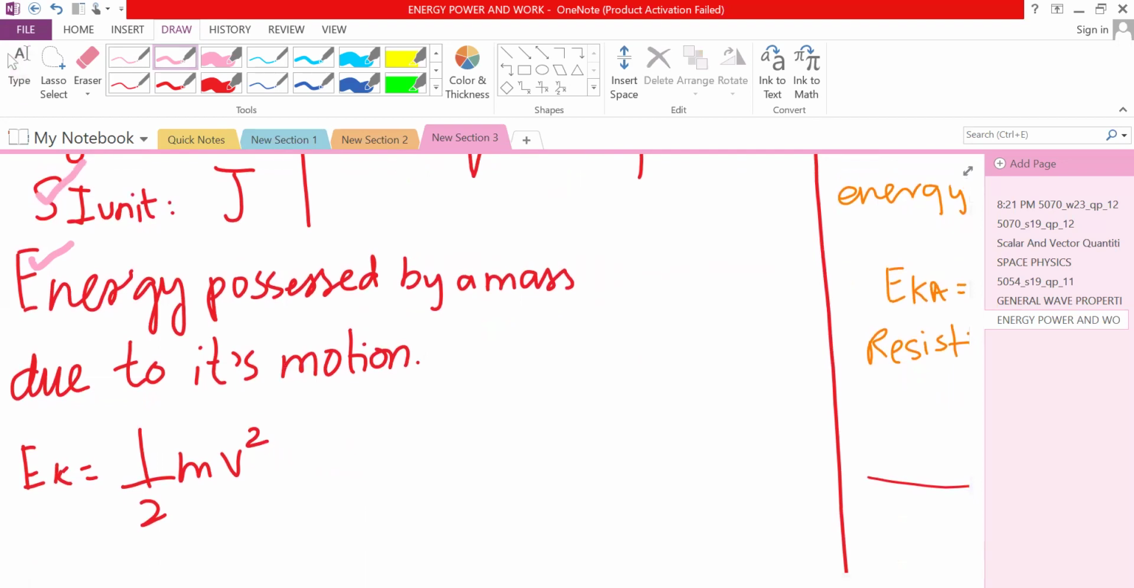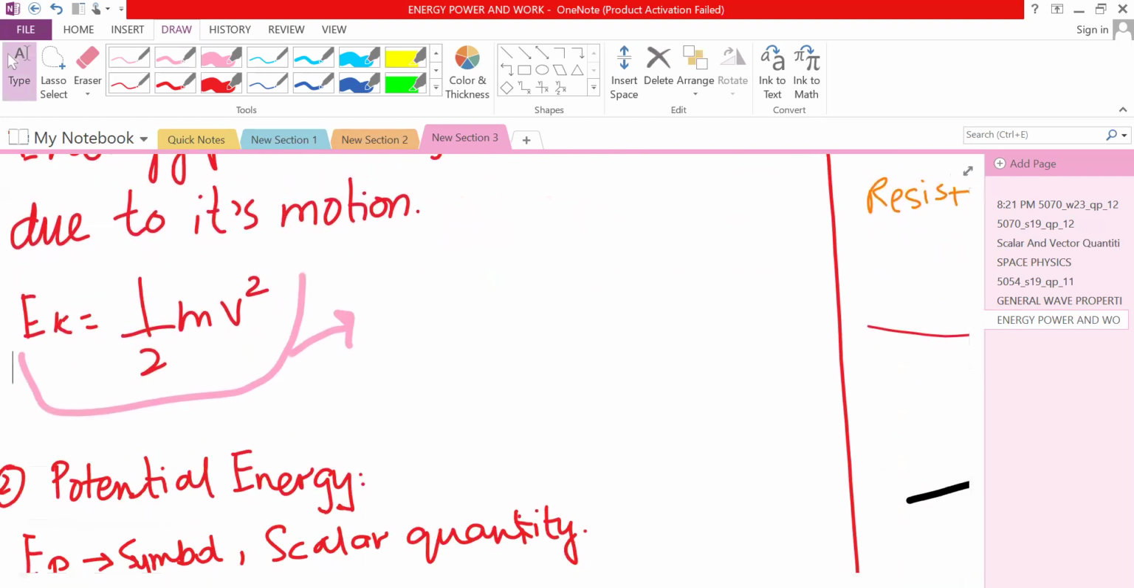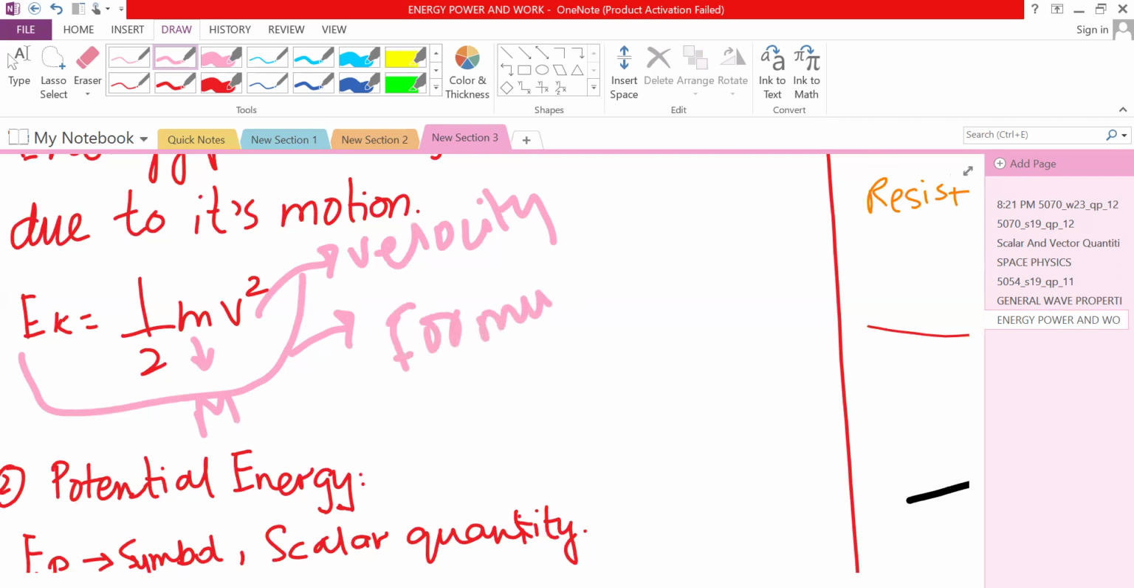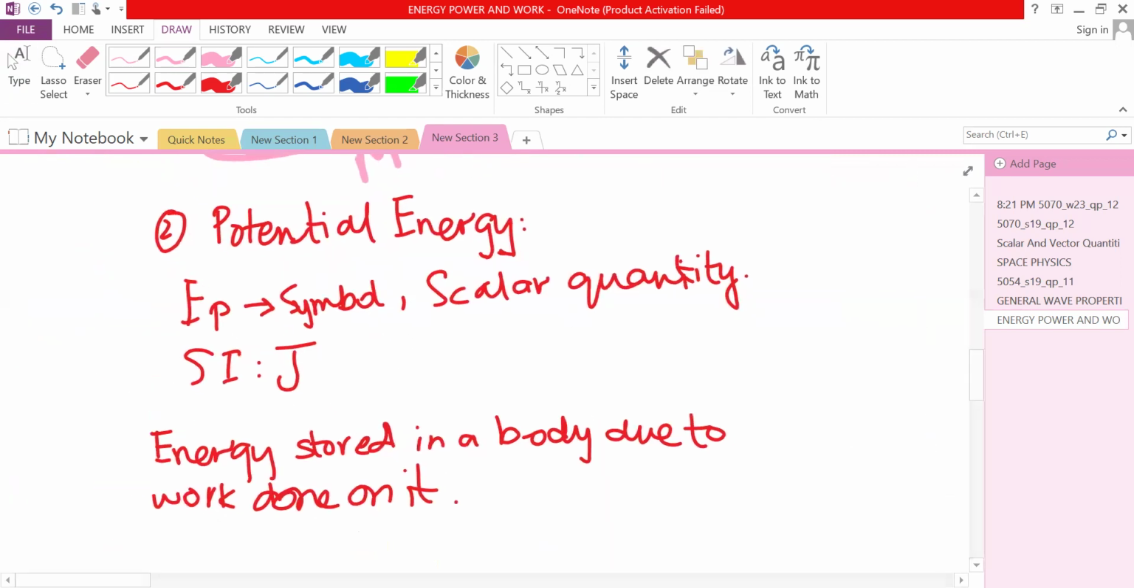Energy possessed by a mass due to its motion, and this is the formula for calculating kinetic energy: 1 upon 2 mv square. Here m is mass and v is velocity, and velocity has a square on it. This is the formula of kinetic energy.